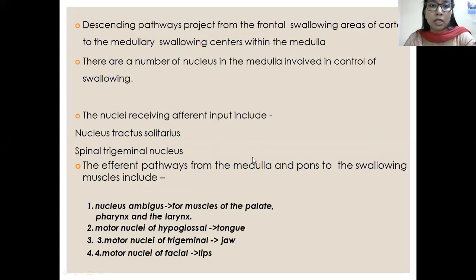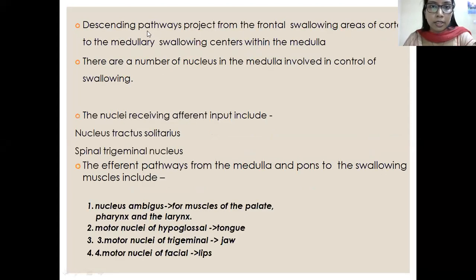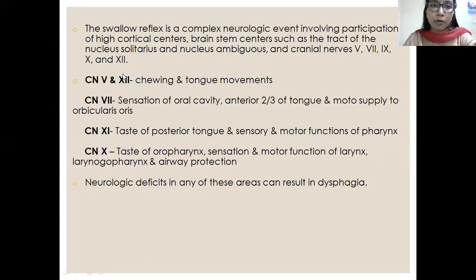So what you need to mention here are mainly these areas. You need to mention the descending pathway, as in it relays in the medullary nuclei. You need to mention the names of these nuclei. And lastly, you have to mention these cranial nerves. So your swallowing reflex is a complex neurological event involving participation of higher cortical centers, brainstem centers such as the nucleus tractus solitarius and nucleus ambiguus, and your cranial nerves 5, 7, 9, 10 and 12.